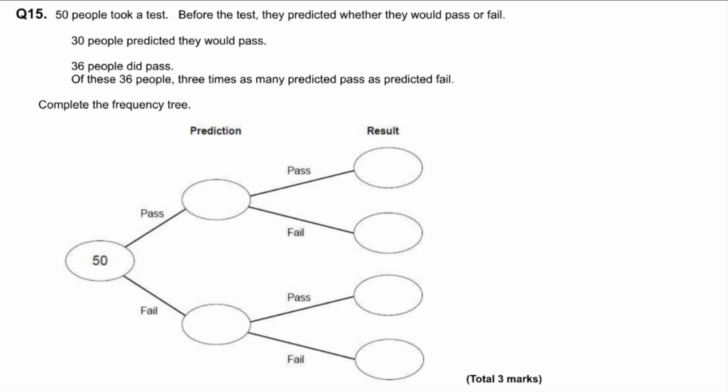Question 15, 50 people took a test. Before the test, they predicted whether they would pass or fail. 30 people predicted they would pass. 36 people did pass. Of these 36 people, 3 times as many predicted pass as predicted fail. Complete the frequency tree. Okay.